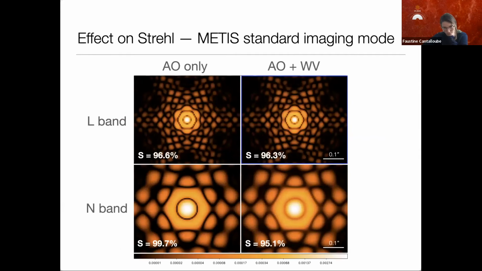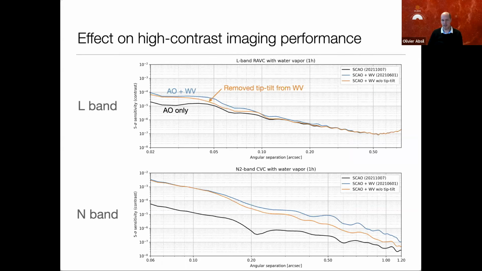Yes. So in terms of Strehl ratio, the effect is not big. Actually, at L band, the Strehl ratio barely changes. At N band, you go from 99 point something to about 95% Strehl, which is not a big deal, I would say, for most of the imaging programs. But if you go for higher contrast imaging, this has a significant effect.